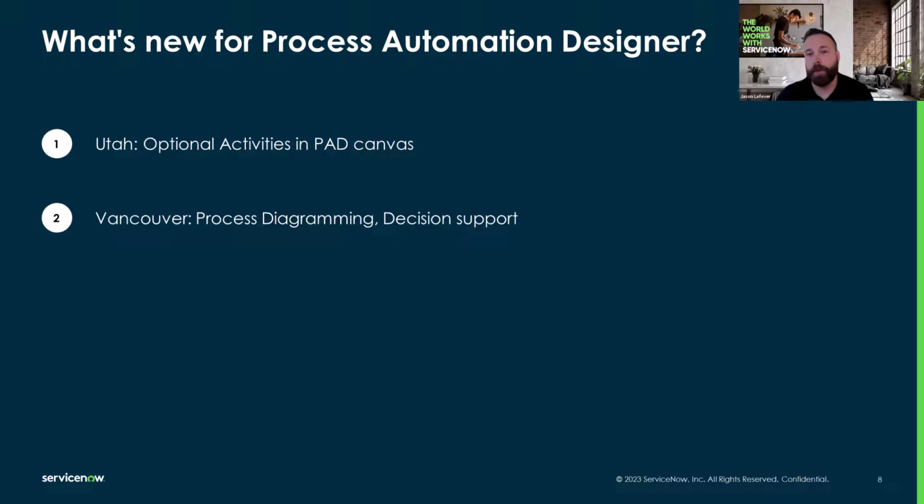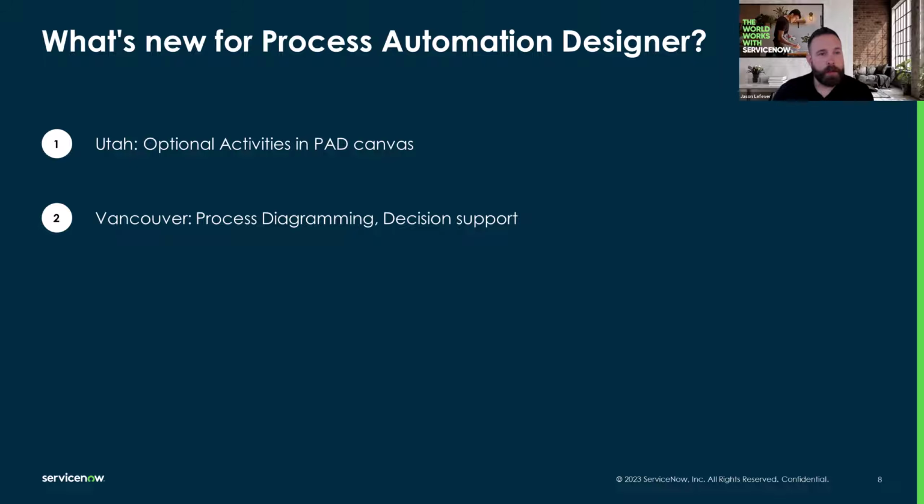So if you go to the App Store, you need to be on the Vancouver family release, but look for Process Automation Designer version 24.2. That is the store release that contains the decision activities. And we always encourage customers to look at our latest family release, but also now that both PAD and Playbooks are on the App Store, go to the App Store and install the latest version of the app that's compatible with your family release. So be on Vancouver and then check out version 24.2 of PAD and Playbooks.